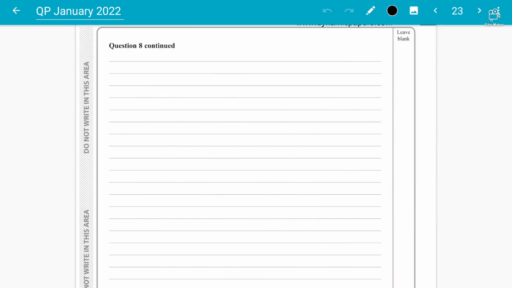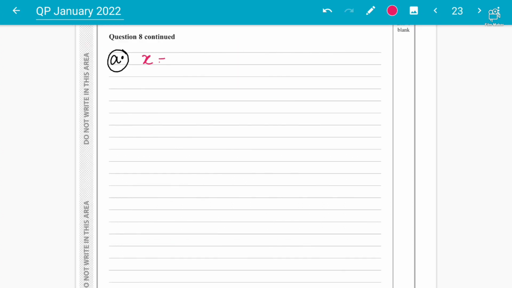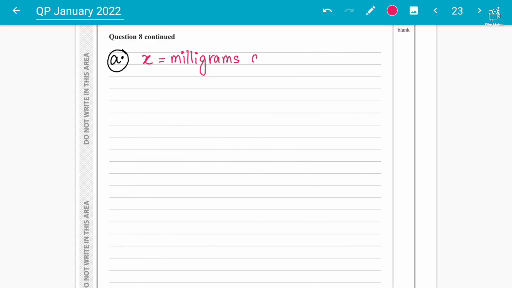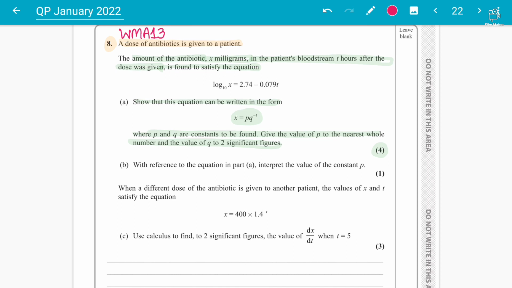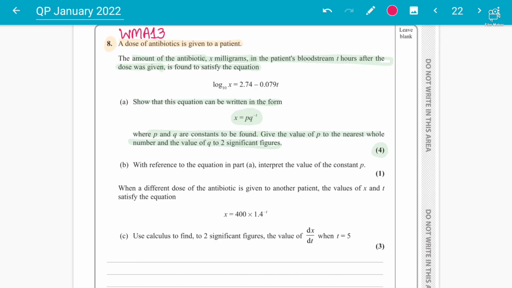As you have seen in the previous questions, I have focused more on how to first write down the information. So x stands for the milligrams of antibiotics, the amount of antibiotics in the patient's bloodstream. We have two variables, x and t. T is the number of hours. Hope students understand this. So let's start working on this.